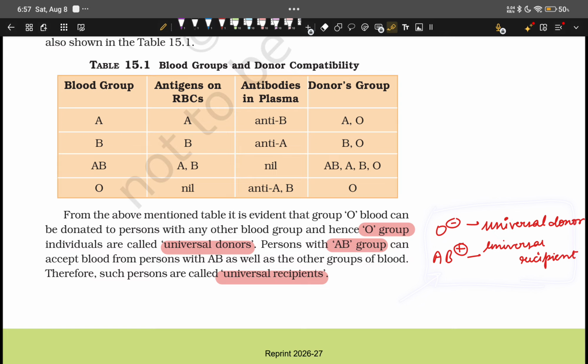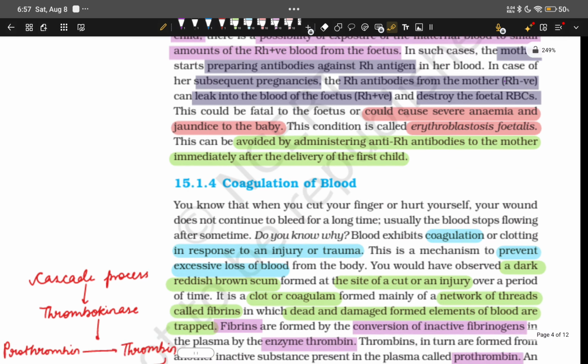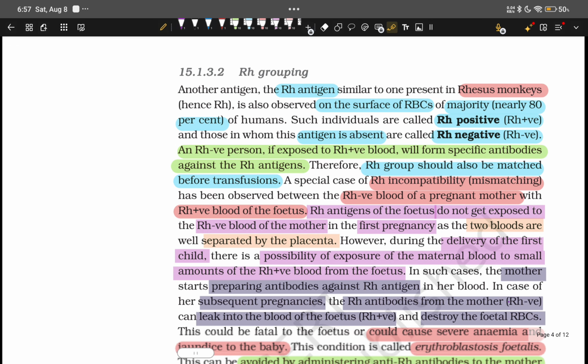This is about the Rh antigen and Rh blood grouping, but O negative is universal donor and AB positive is universal recipient. Universal donor means it can only donate, cannot take blood, and universal recipient means it can take blood from all and cannot donate. Of course, it can donate to its own blood group, but it can only take, it cannot donate, and the donor only donates, it cannot take. You understood?